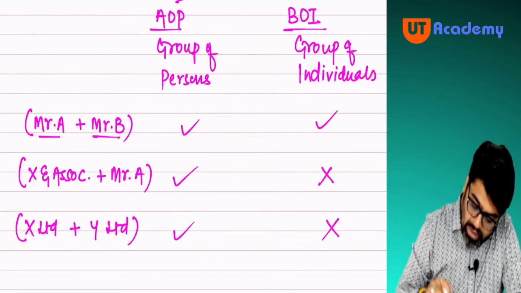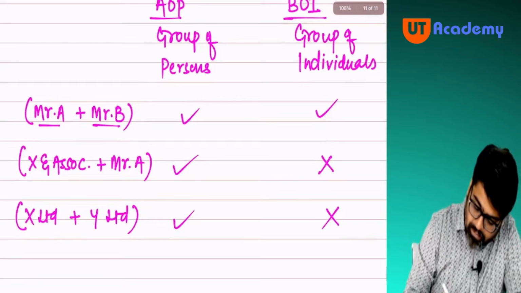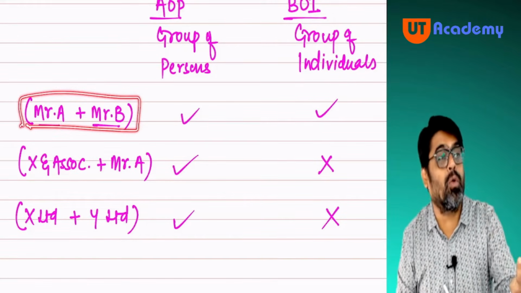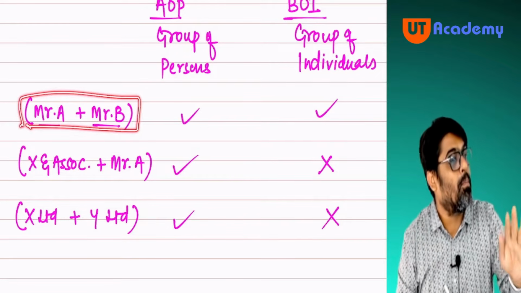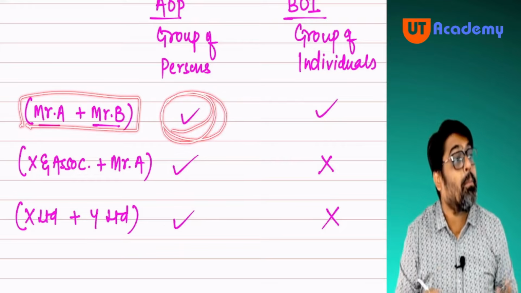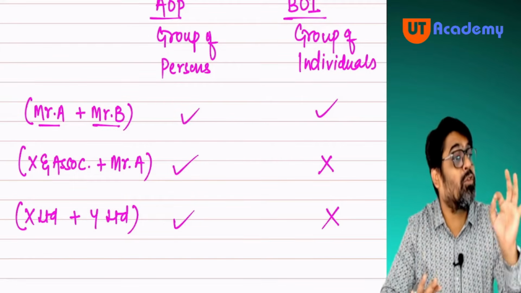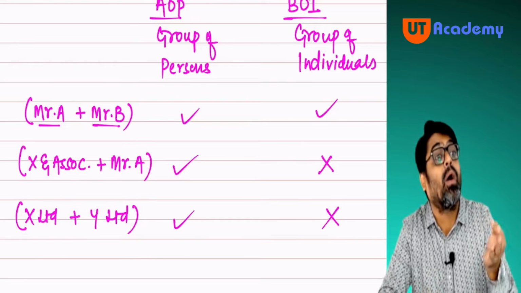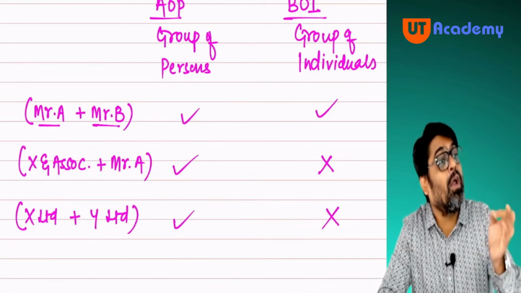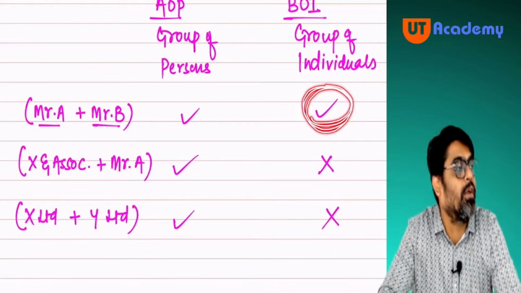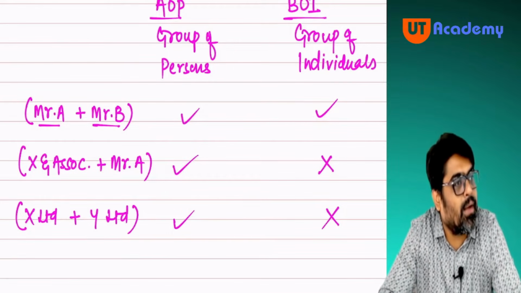Hello? So now tell me, can Mr. A and B form a group? Voluntarily, they can form a group for a common purpose, for a common object. Then that group will be treated as AOP. But if the group of individuals is formed forcefully, compulsorily, by any legal obligation, then that group of individuals will be treated as BOI. Getting my point, everyone?